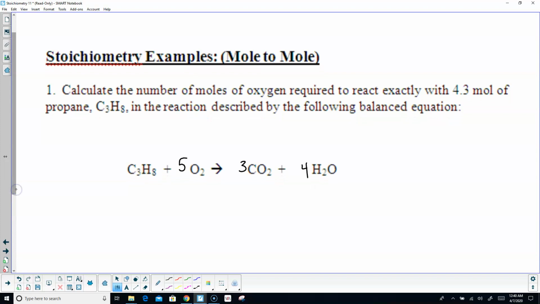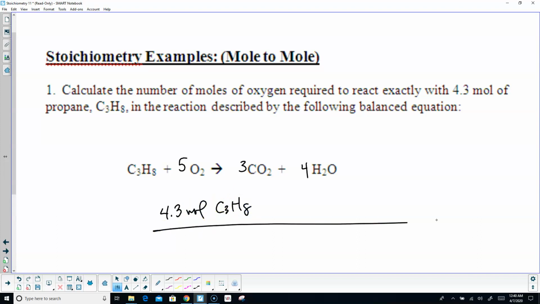Okay, next. It says 4.3 moles of propane, so we're going to start with what we know, 4.3 moles. Propane is C3H8, okay? And it's asking number of moles of oxygen, okay? So we're actually comparing these two. Believe it or not, guys, these are all interrelated. You don't have to compare a reactant and a product. You can do a reactant to another reactant. You can do a product to a product. You can do a product to a reactant. They're all interrelated.